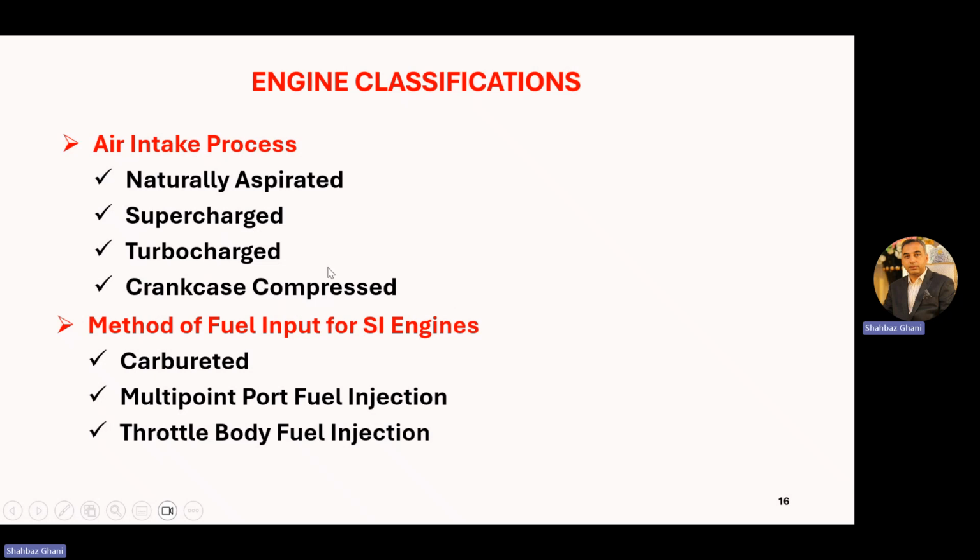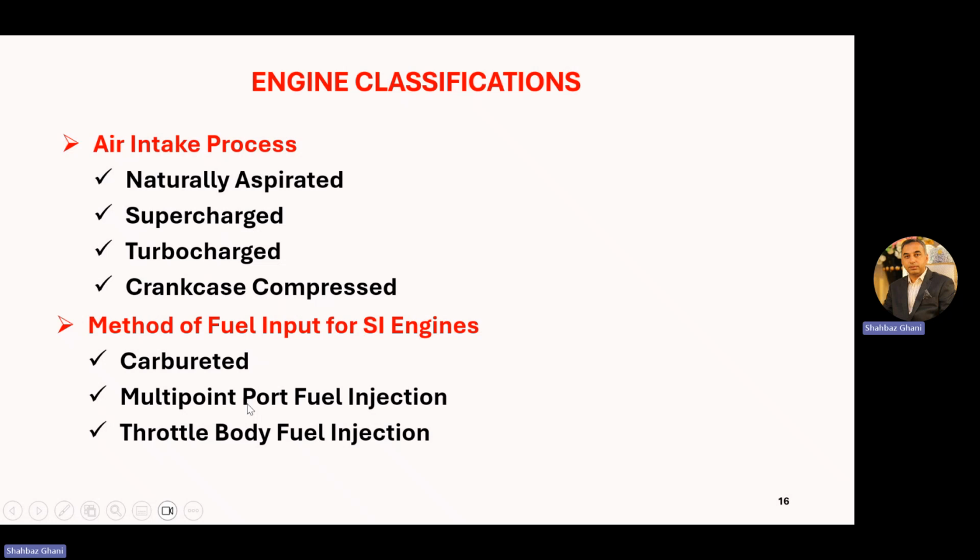Now, with respect to the fuel, you can also classify the SI engines. Previously, we had the carburetor or carbureted type, in which air from the air intake manifold and air filter comes to the carburetor and fuel comes from the fuel side. In the carburetor, the air fuel mixture is created and then goes to the intake manifold and then to the combustion chamber.